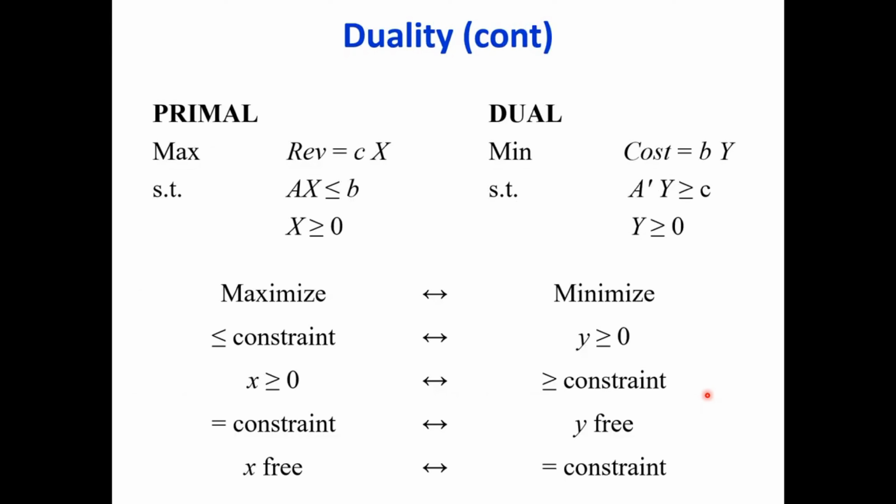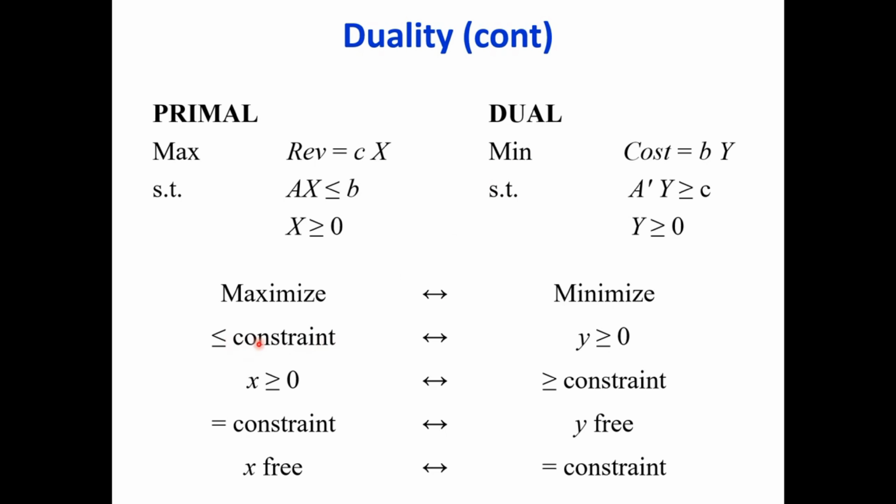So here is how we compare the dual and the primal. We begin with the primal. We set revenue equal to C of X. A of X less than or equal to B is our constraint set, and this is the non-negativity set. We maximize. We have a less than or equal to constraint, a greater than or equal to 0, and an equal constraint, and X free. So let's look at that. The first thing we do is we change maximize to minimize. So we go from max to min.